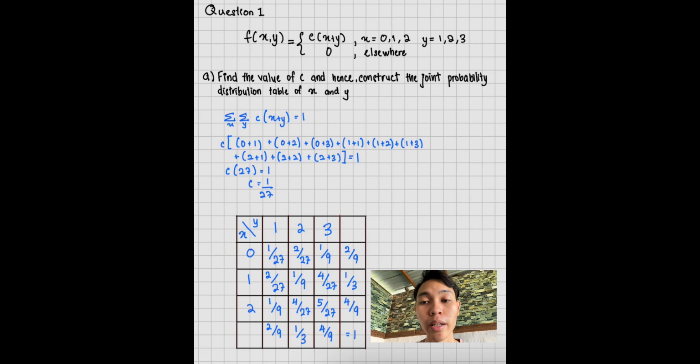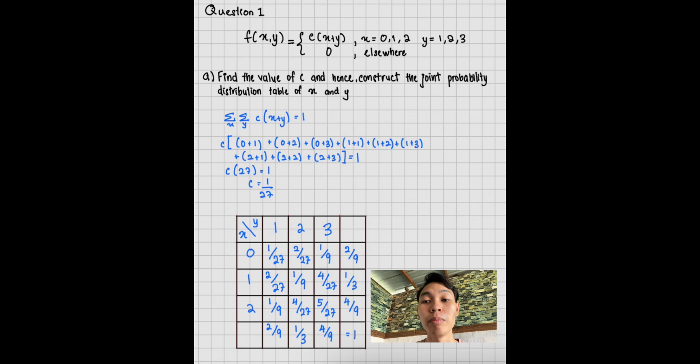Second, we find the marginal distributions of X and Y. Then, we check whether the two variables are independent. Finally, we can calculate a conditional probability. So, for part A, finding the constant and joint distribution.